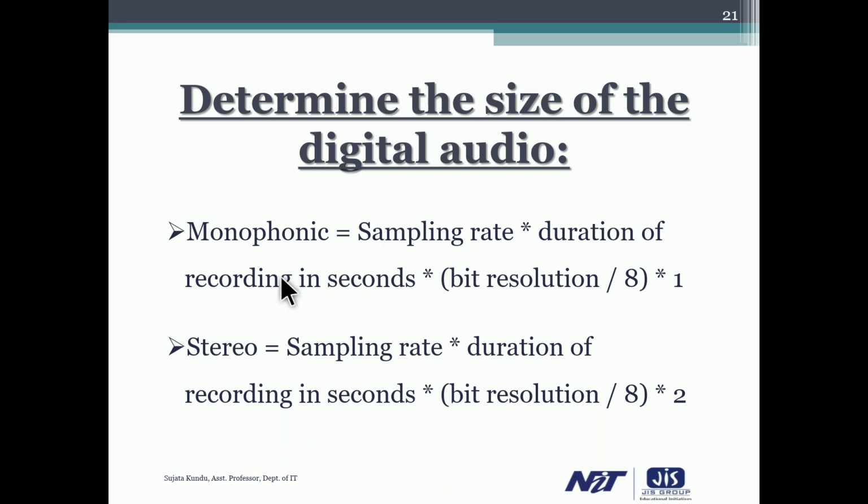If the sound is monophonic, the formula is sampling rate multiplied by the duration of recording in seconds, multiplied by the bit resolution divided by 8, multiplied by 1, because it is for monophonic sound. If the sound is stereo, the formula will be sampling rate multiplied by duration of the recording in seconds, multiplied by bit resolution divided by 8, multiplied by 2. 2 for stereo sound.